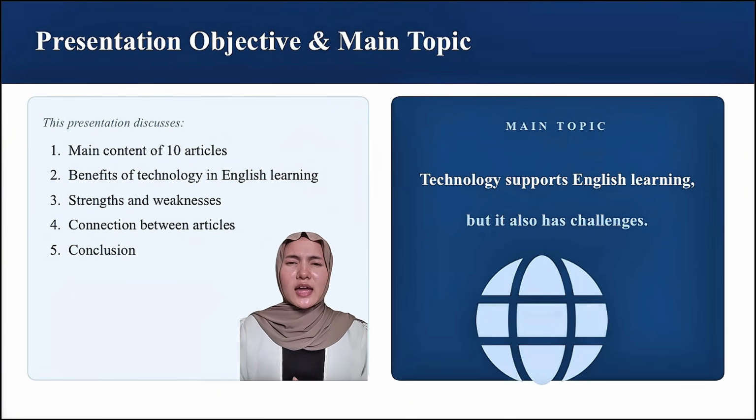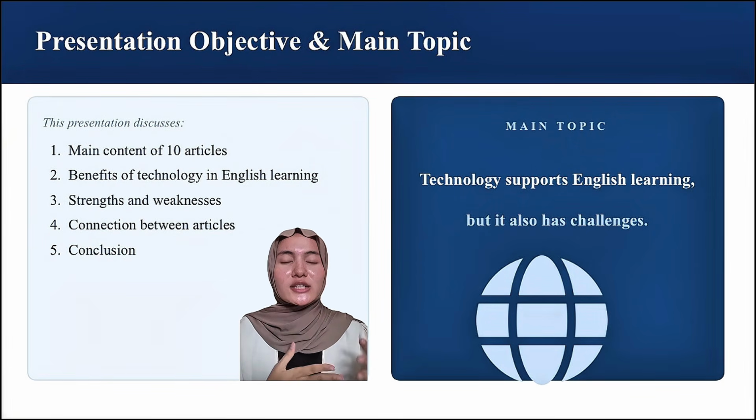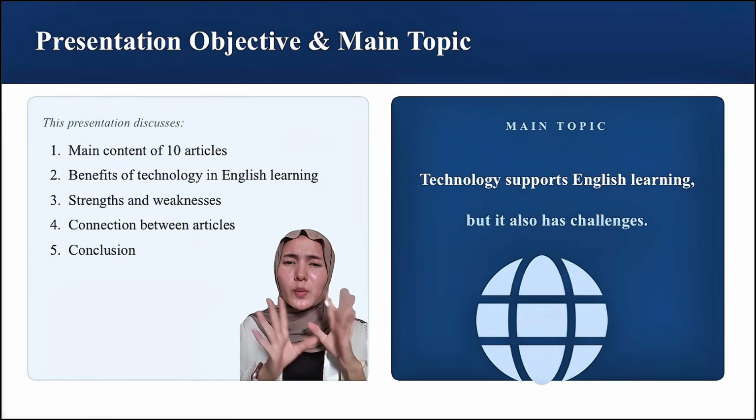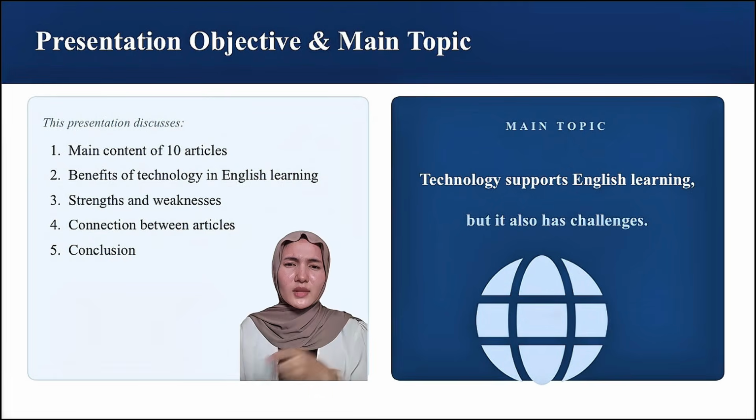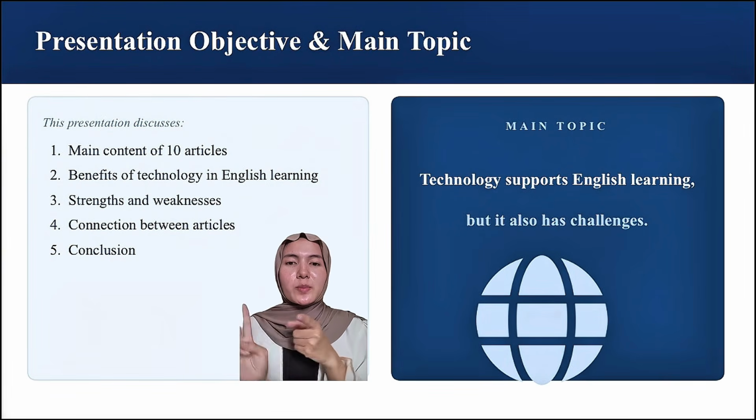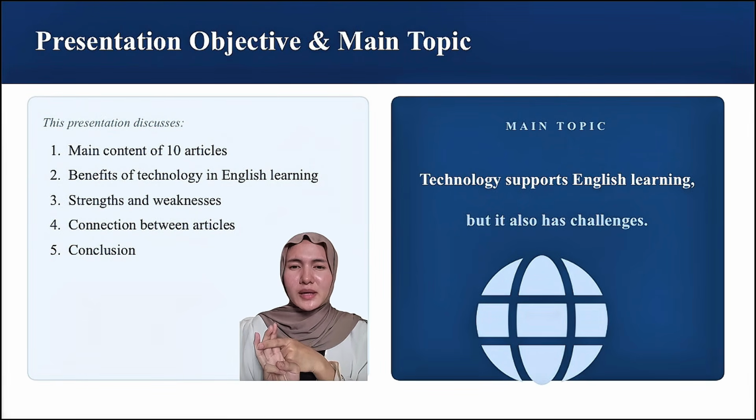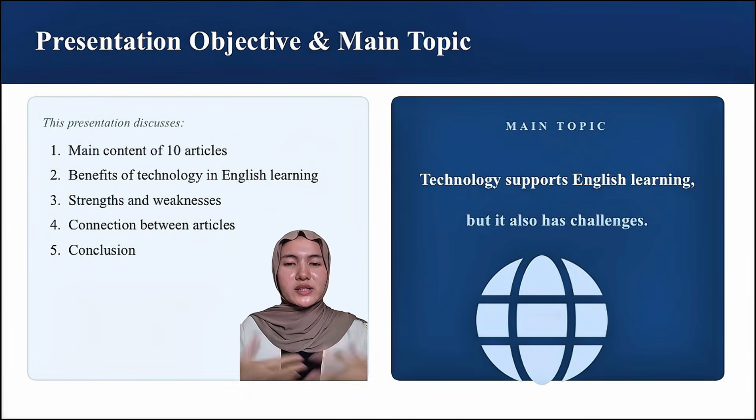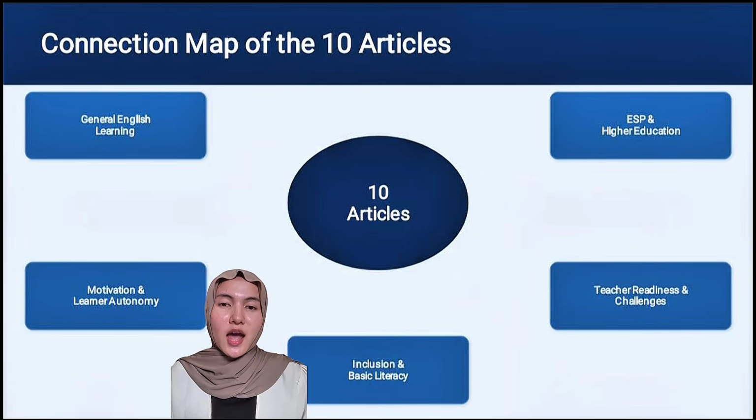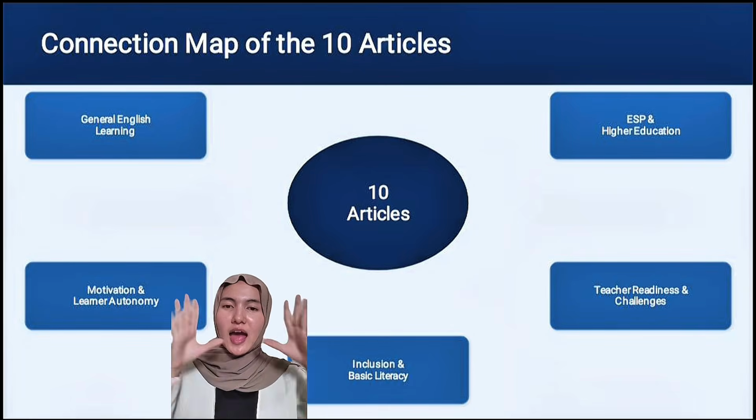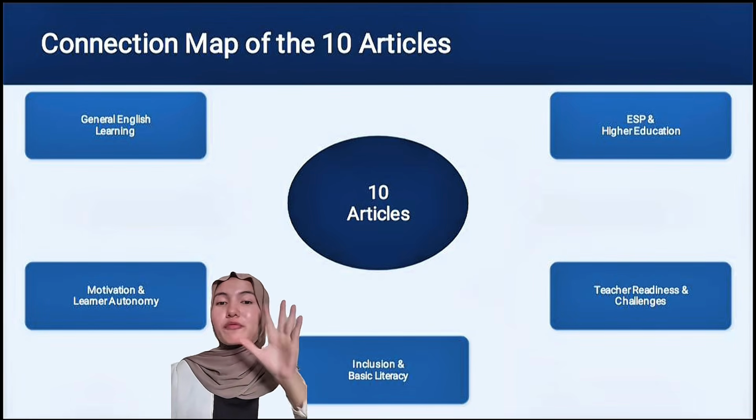and teaching. The main topic is that technology can support English learning in many ways, such as increasing motivation, improving interaction, supporting independent learning, and giving access to many learning materials. However, technology also has challenges such as limited internet access, lack of devices, and lack of teacher training and digital literacy problems. Now, to make the explanation easier, I divide the 10 articles into 5 themes.